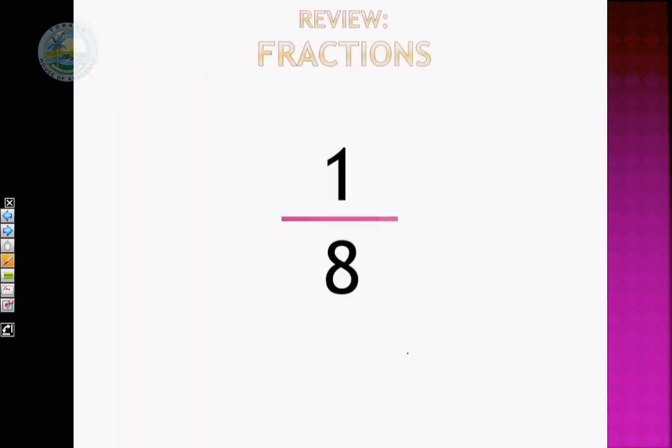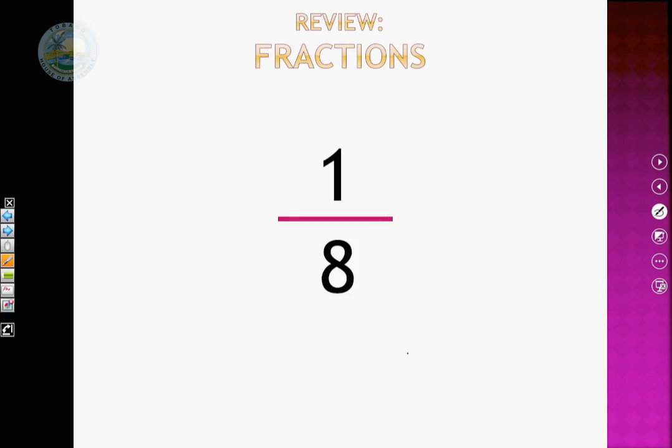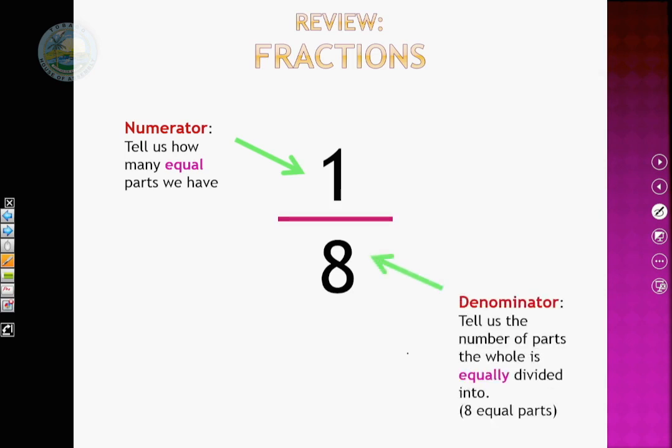So we're looking at 1/8. And remember, a fraction is a piece of a whole. It's not the entire thing. So in this case, we have 1, which is our numerator, which tells us how many equal parts we have. And we have our denominator, which is 8, which tells us the number of parts our whole is equally divided into. So in this case, our whole is equally divided into 8 equal parts.